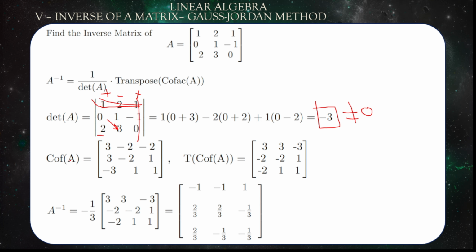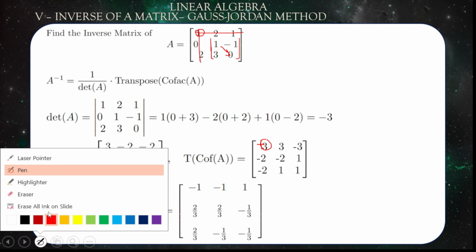Now, the cofactor of A. How to get the cofactor? For the first element, you bar the intersecting row and column, first row and first column, and you find the determinant of this smaller matrix here, which is 1 times 0 minus 3 times minus 1, which is plus 3. So it is plus 3, hence you replace it with this plus 3. This is the first element of the cofactor.